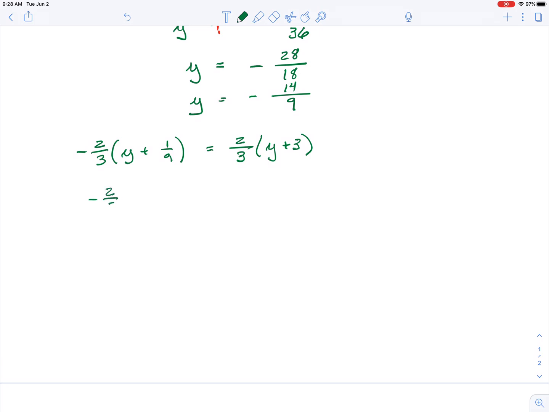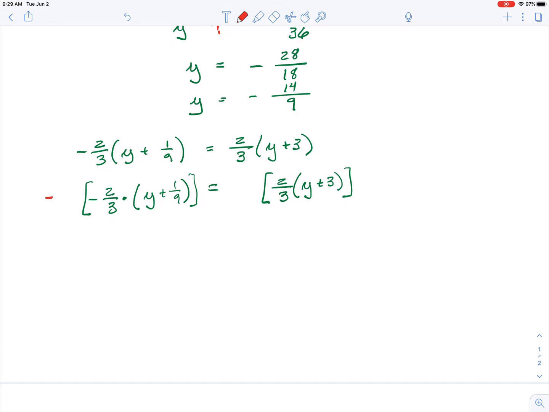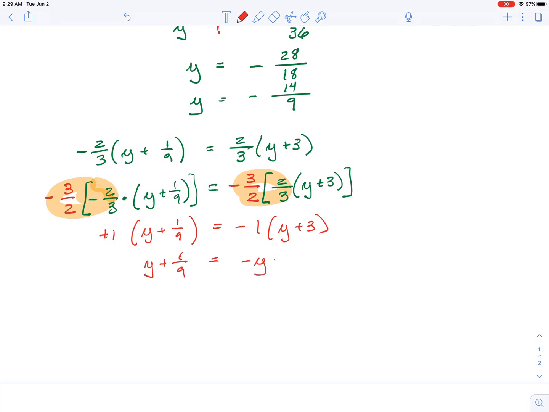So another way I could have handled this, notice this is times right here. Could have put this whole left side and this whole right side in brackets, and then I could have multiplied by a reciprocal here. And then of course I would have had to balance on the other side, but this works kind of nicely because these are both versions of the same fraction. You've got a positive 2/3 and a negative 2/3. All right, so if you do that, all of that I just highlighted there turns out to be a positive 1 in this case, and turns out to be a negative 1 over here on the right-hand side. So I'm seeing y plus 1/9 equals negative y minus 3.